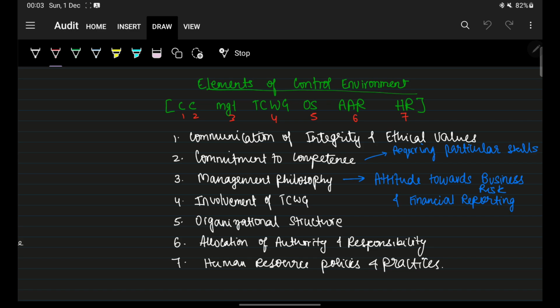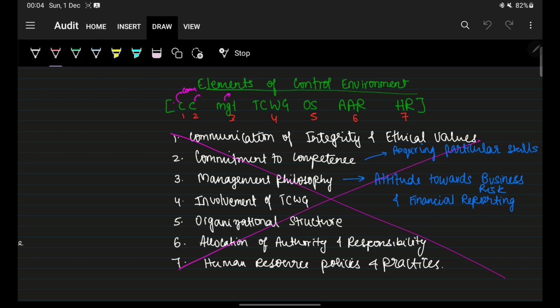Okay, next I think that's pretty much it. Okay, we'll just try remembering it. Okay, we'll just try if we can memorize it, right? So here the first one, let's try not looking at this part. We'll just see from here whether we are able to tell it from these acronyms basically. Okay, so the first C was communication, right? Communication of what? Integrity and ethical values. The second C was for commitment to competence, and with regard to management, it was management philosophy, and those charged with governance, it was involvement of those charged with governance.